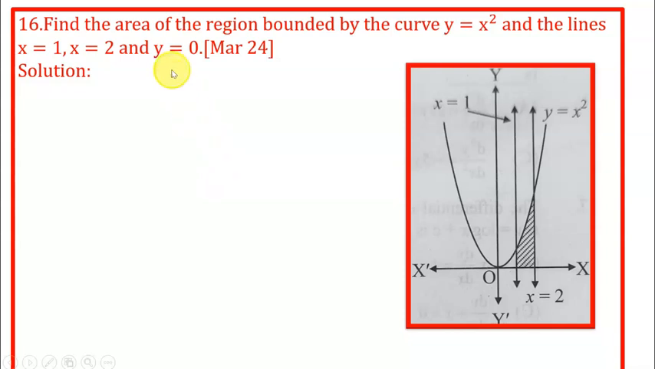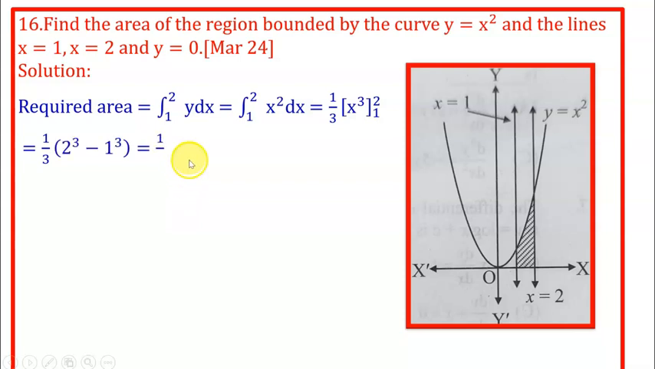Now next, find the area of the region bounded by the curve y is equals to x square and the line x is equals to 1, x is equals to 2, and y is equals to 0. This question was asked in March 24 examination. Now the required area is equals to integral 1 to 2 y dx. But what is the y? y is x square. What is the integral of x square? x cube upon 3. Lower limit is 1, upper limit is 2. We want to find out the area of this region between these two lines and the parabola and the x-axis.